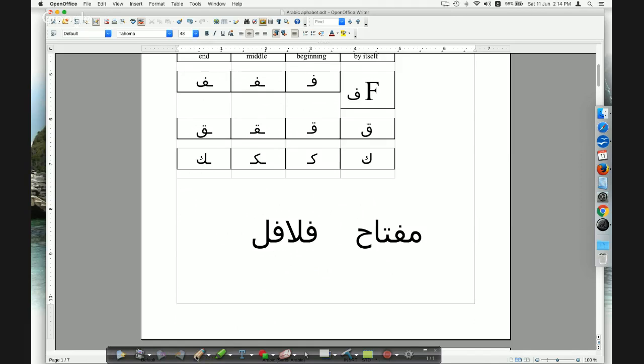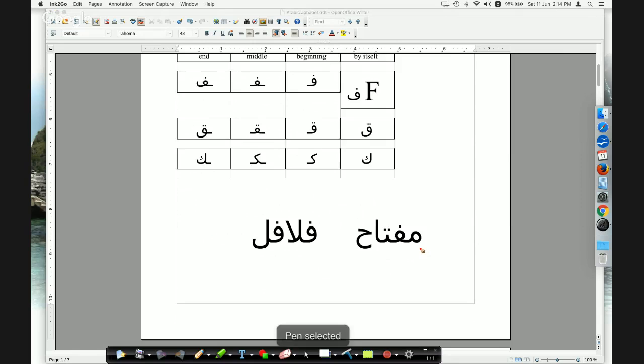And now we write the muftah. This is the M. And this is the fa, a dot. And then ta and alif. And this is the letter ha. Muftah. Don't forget the ta has two dots. Muftah.